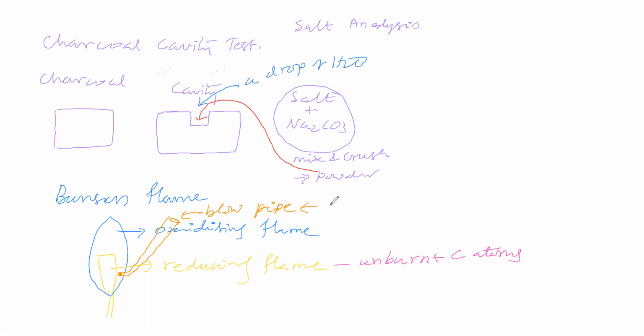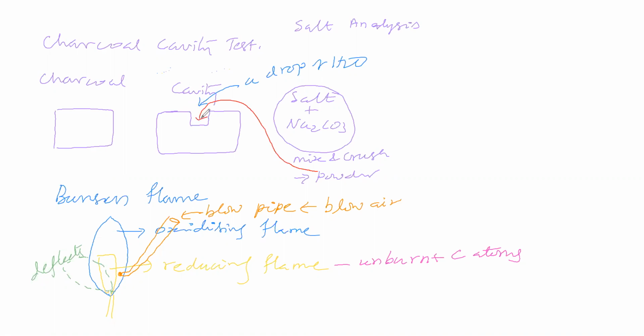Now, in this blowpipe, blow air. If you blow air, this reducing flame gets deflected. The reducing flame is deflecting like this. Now deflect the reducing flame over this substance in the cavity.